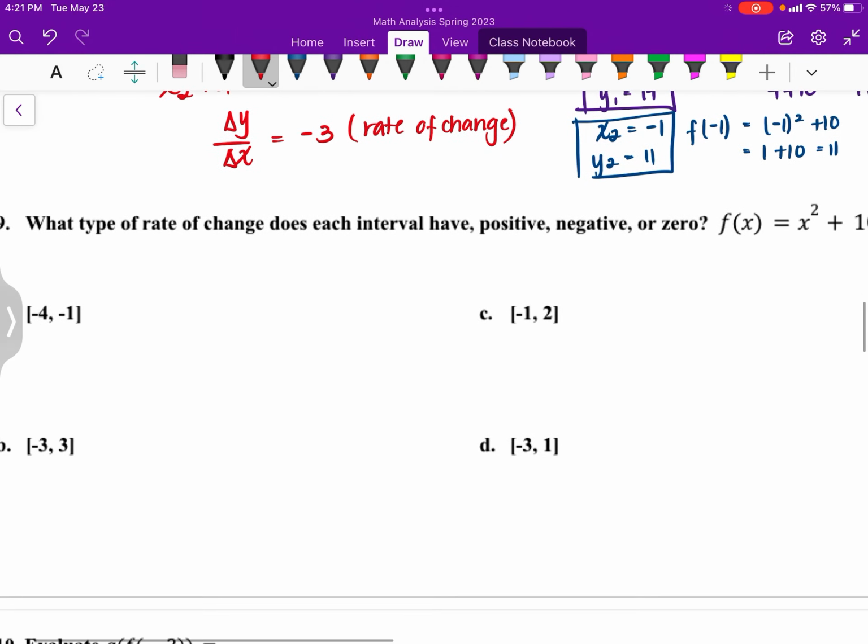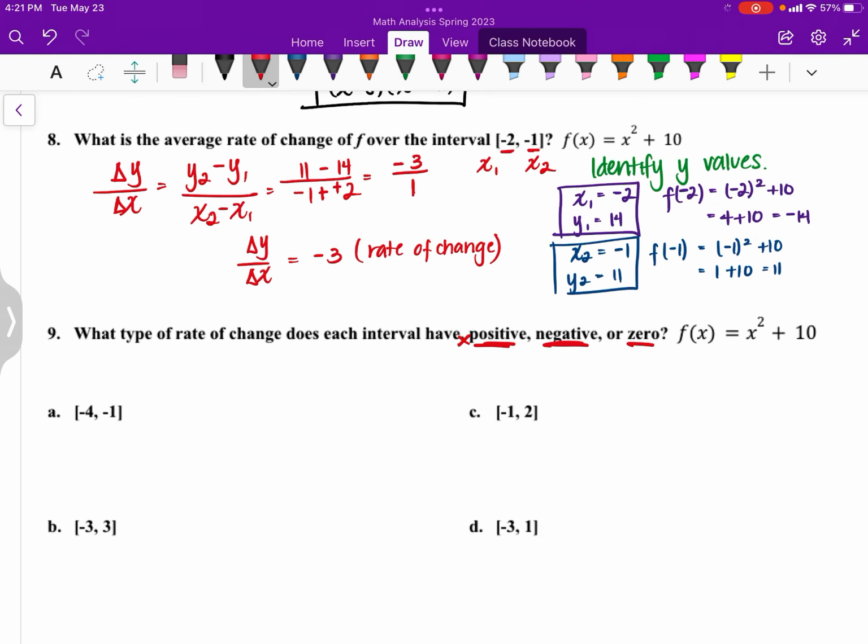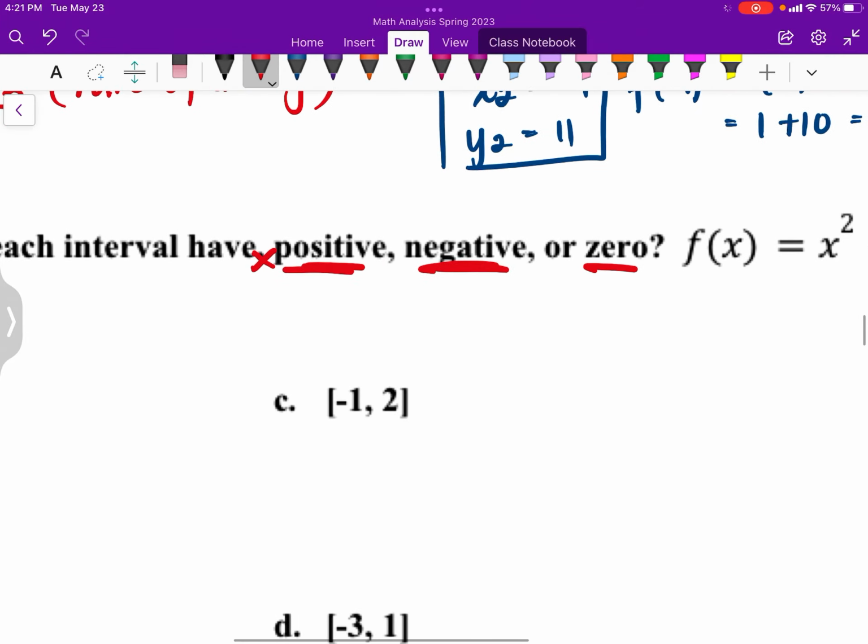Now, on this next one, in this case, guys, it's actually asking you what type of rate of change each of the intervals have, whether it's going to be a positive, a negative, or a 0, right? And it's actually the same equation in this case. So we want to determine what type of interval or rate of change it has. Now, whenever we're talking about positive, negative, or 0, we're actually talking about the slope. So whenever we determine a positive slope, it's actually increasing from left to right. Negative is actually decreasing from left to right, and 0 is actually just a horizontal line.